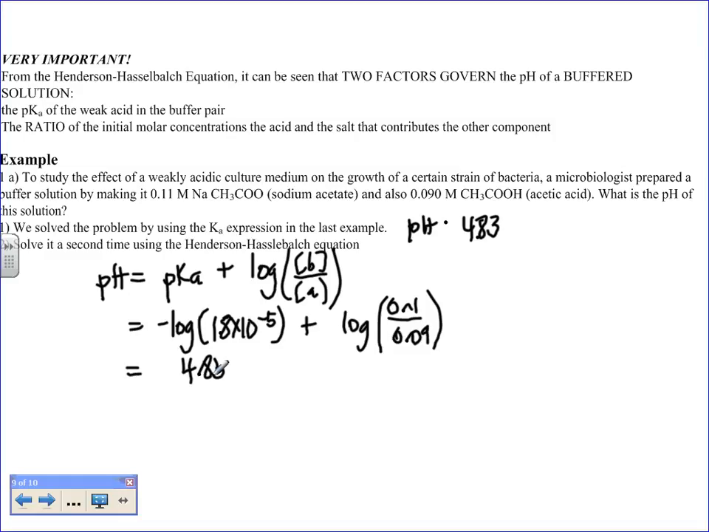I'd really encourage you to pause the video and make sure that you know how to use your calculator to do this example. I find it easiest to calculate the ratio first, take the log of the ratio, and then subtract the pKa, or the negative log of the Ka.